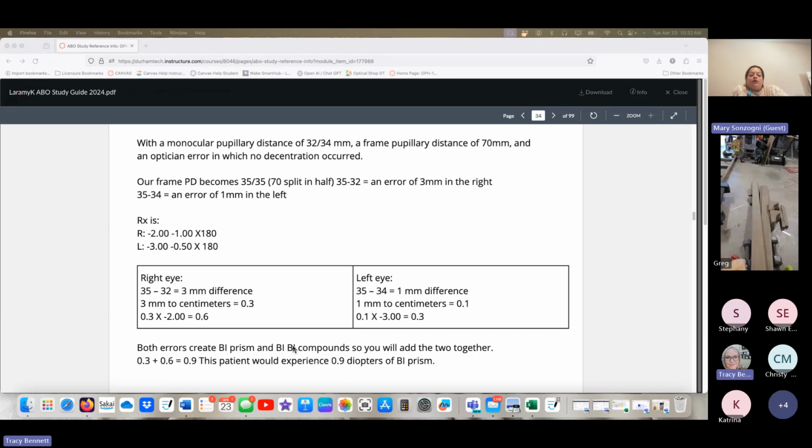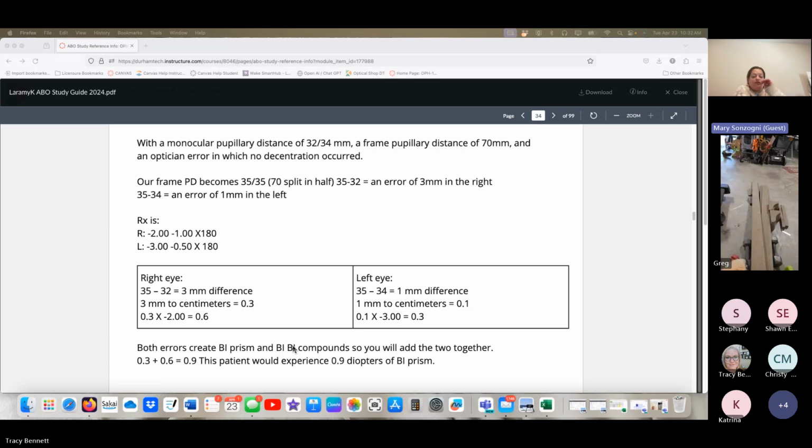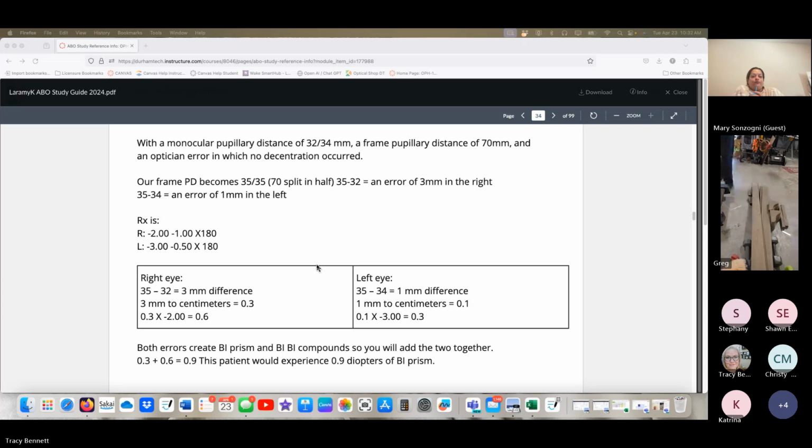I just don't understand how we got to 0.6. I understand how we get to 0.3, but then I don't know. Like, I could draw it, but how do you know? I don't know how you got base in. I don't know how you knew that, or how they knew that in this answer. I'm not getting it. Okay, well, it is a little cryptic.